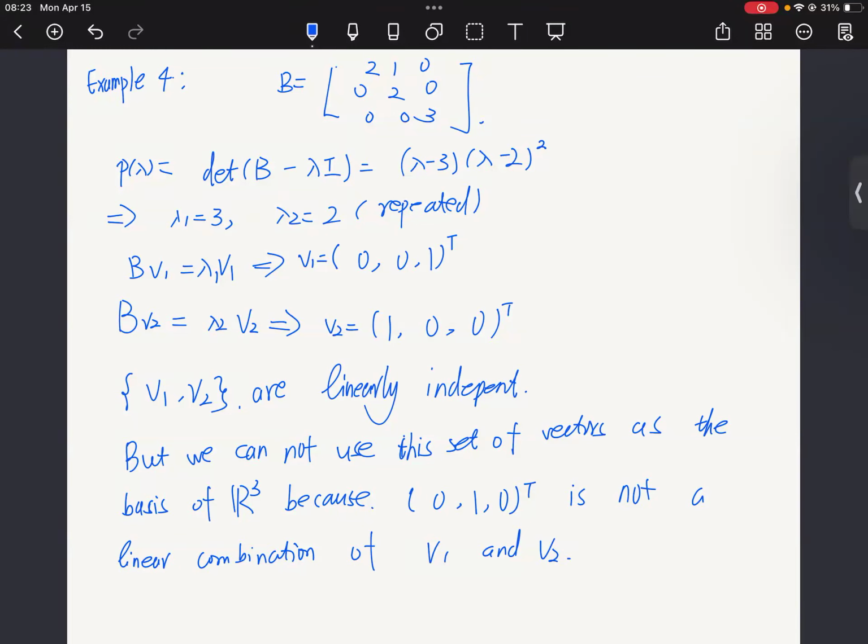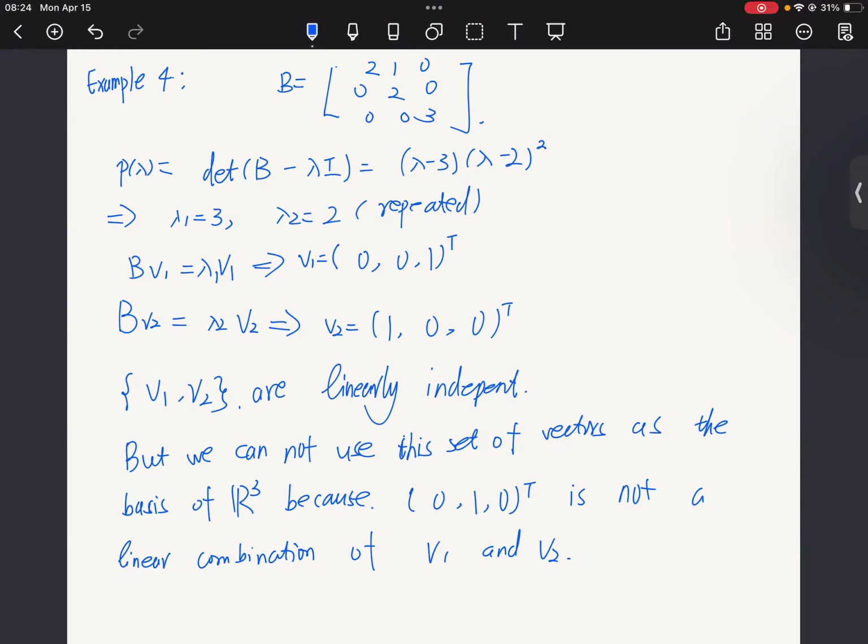So I gave you 2 examples, and in these 2 examples we can find that the eigenvectors corresponding to distinct eigenvalues are linearly independent. But if the number of eigenvectors is less than the dimension, then we cannot use them as the basis of that n-dimensional space. This is the example we get. Any questions? No?